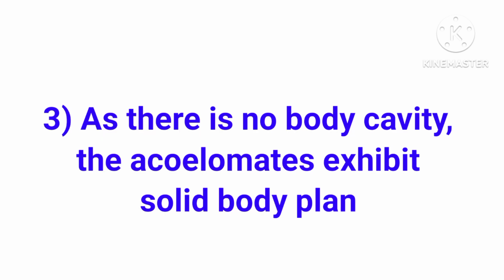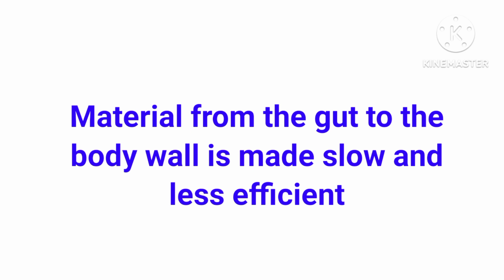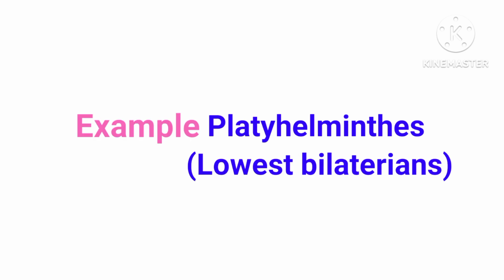As there is no body cavity, the acoelomates exhibit solid body plans. In acoelomates, internal organs cannot move freely. Diffusion of material from the gut to the body wall is made slow and less efficient. Example, platyhelminthes. Lowest bilaterians.